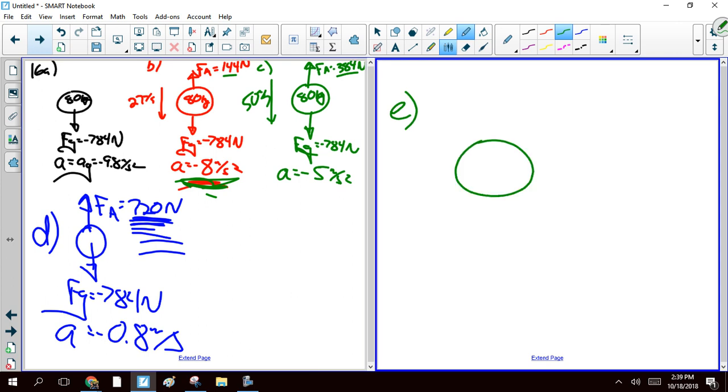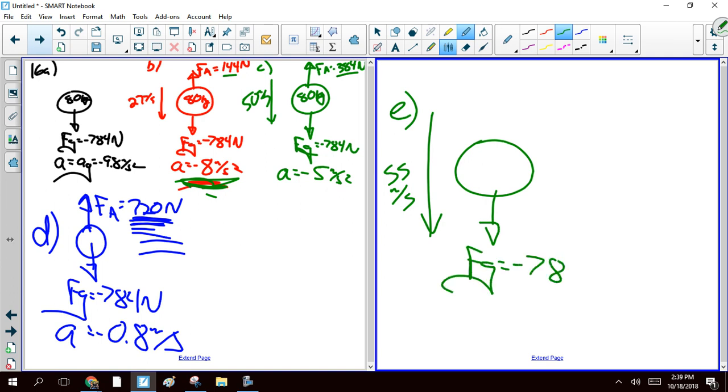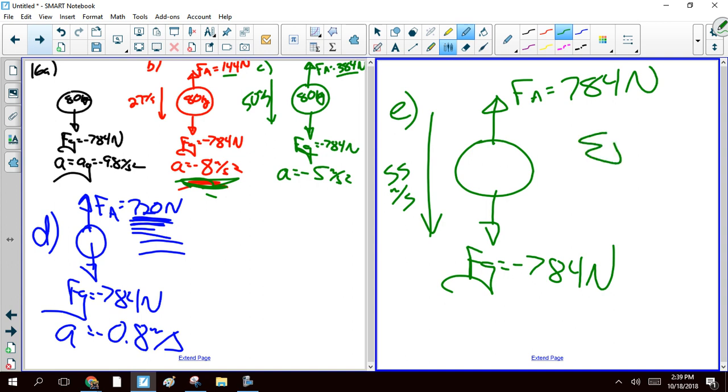So here's Roy. He's moving down really fast. I think it's 55 meters per second, according to the problem. Your gravity's still negative 784 newtons. But now he's moving so fast that the force of air resistance is also 784 newtons. So why is that important? What happens now? Net force equals mass times acceleration. Perfect, yeah. The forces cancel out. So now my net force is 0. That means my acceleration is 0.